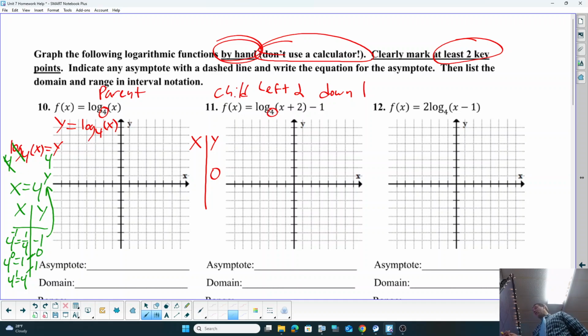So 4 to the 1 power equals 4, so that's going to be over 4, up 1. This is 4 to the 0 power, which is 1, so that's 1, 0 next. And then this one is 1/4, -1, so over a 4th and down -1. And so this parent function goes along the x-axis and then over to the right. And that's our graph of logarithms by hand.